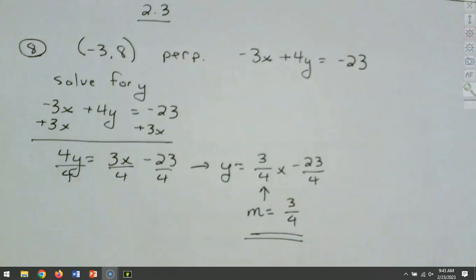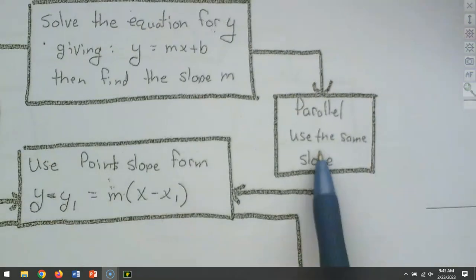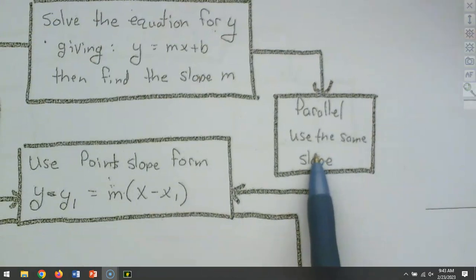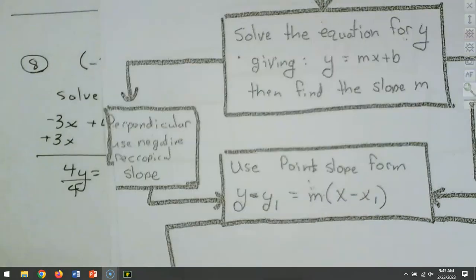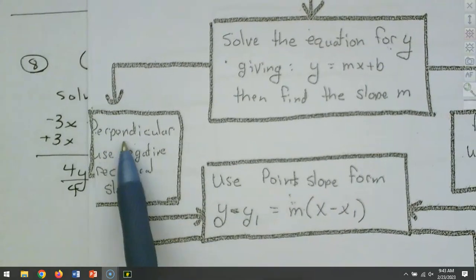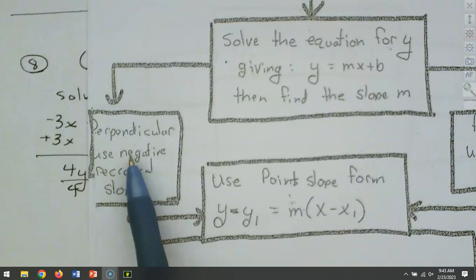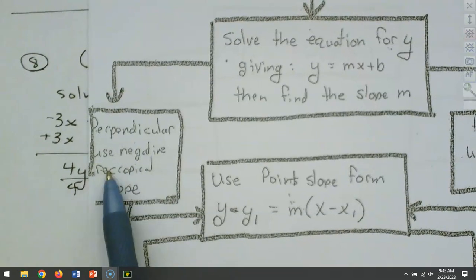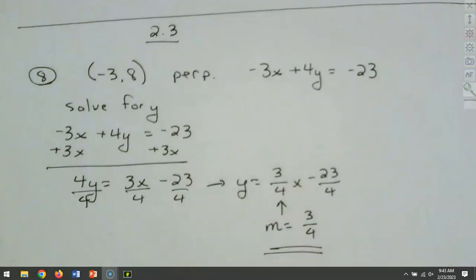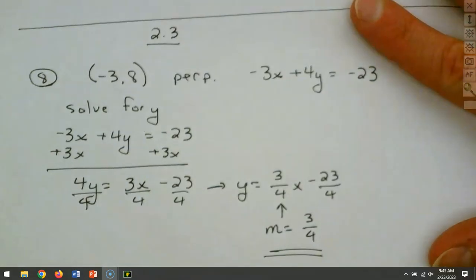Now, we may or may not use that slope. So which one are we going to go down? We have 2 sides here. Okay, the parallel side over here, we use this one. That would be using the same slope. But we don't have that, do we? We want the perpendicular side. So what does it say for the perpendicular side? It says use the negative or the opposite, so opposite signs, reciprocal slope. So we want the perpendicular.